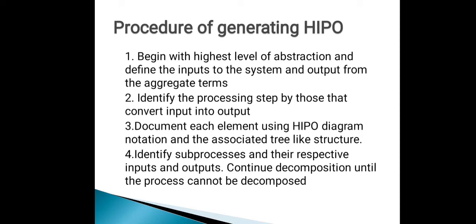The third point, document each element using HIPO diagram notation and the associated tree-like structure. We'll discuss these points when we look at the chart. Number 4, identify sub-processes and their respective inputs and outputs. Continue decomposition until the process cannot be decomposed. So once you are able to identify the sub-process and the respective inputs and outputs, you continue to decompose until the process cannot be decomposed further.